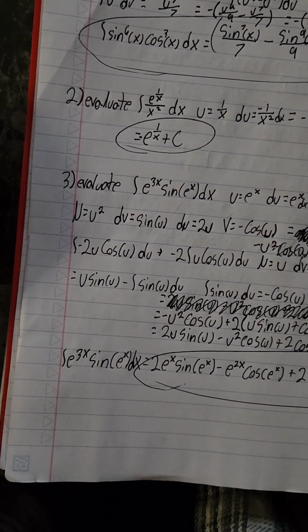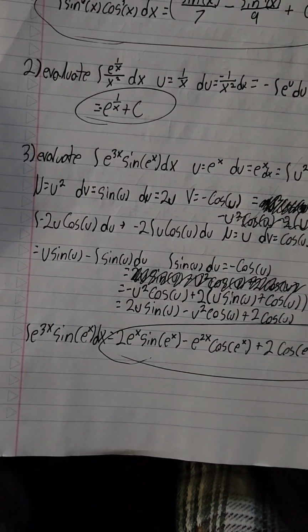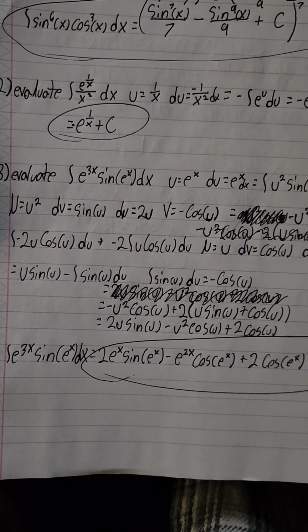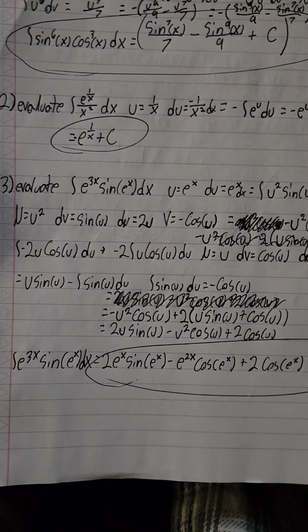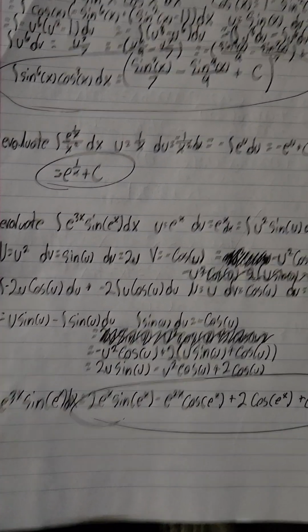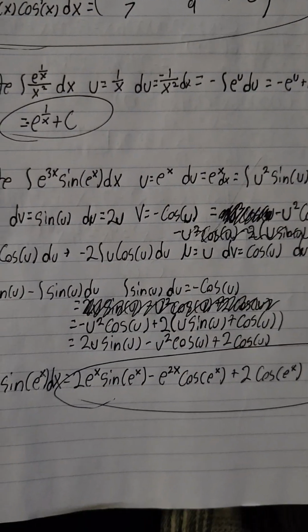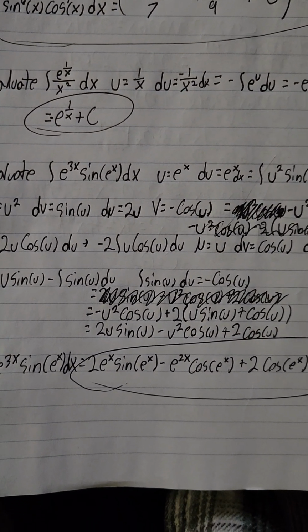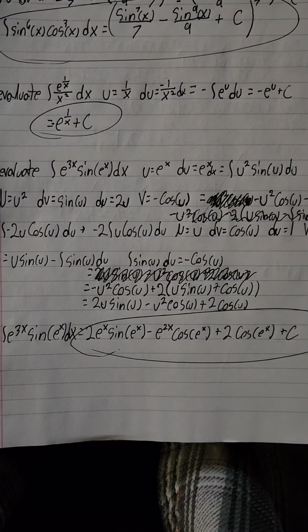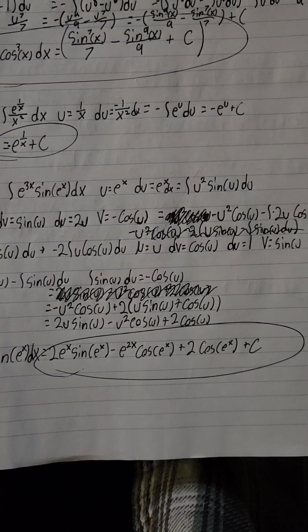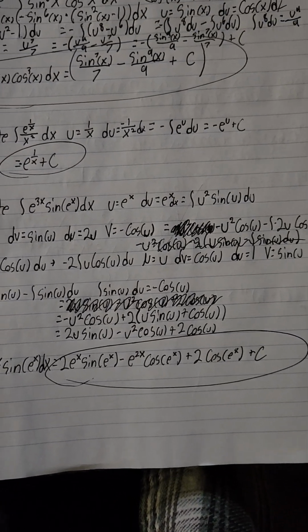And then at the very end, after rewriting it a few times and putting back in your original values up here, you'll get 2e to the x sine e to the x minus e to the 2x cosine e to the x plus 2 cosine e to the x plus c.